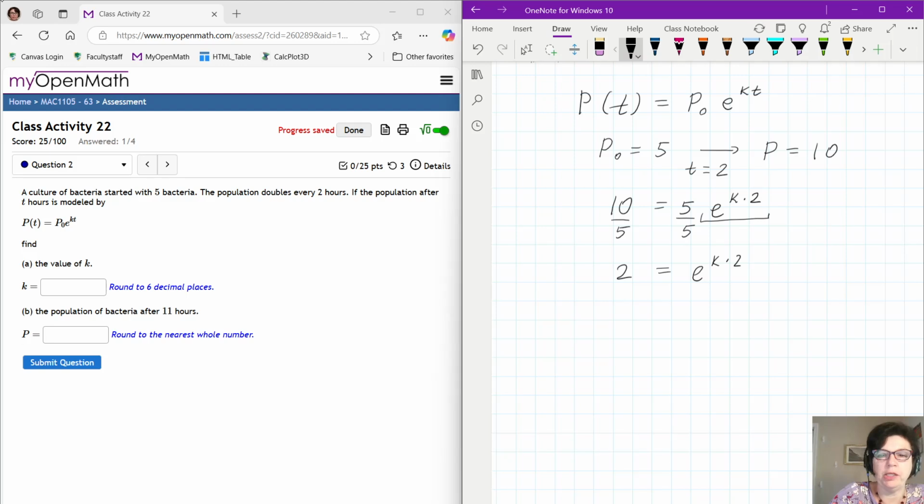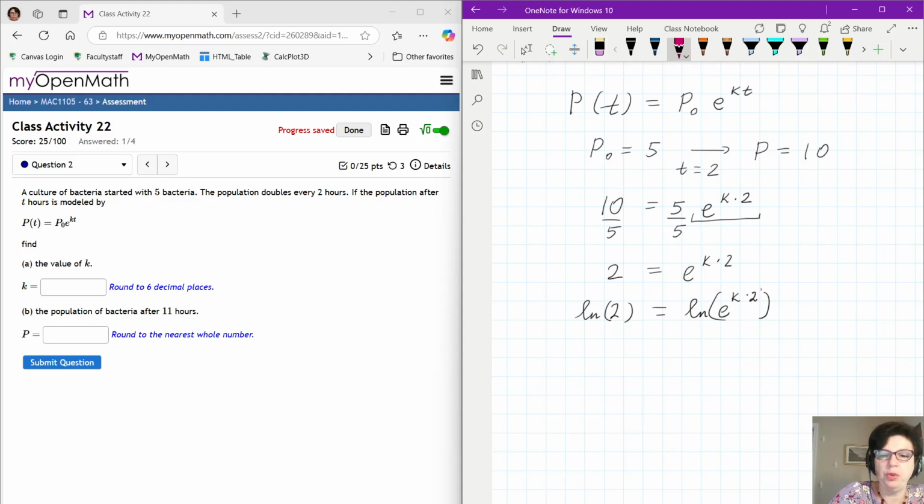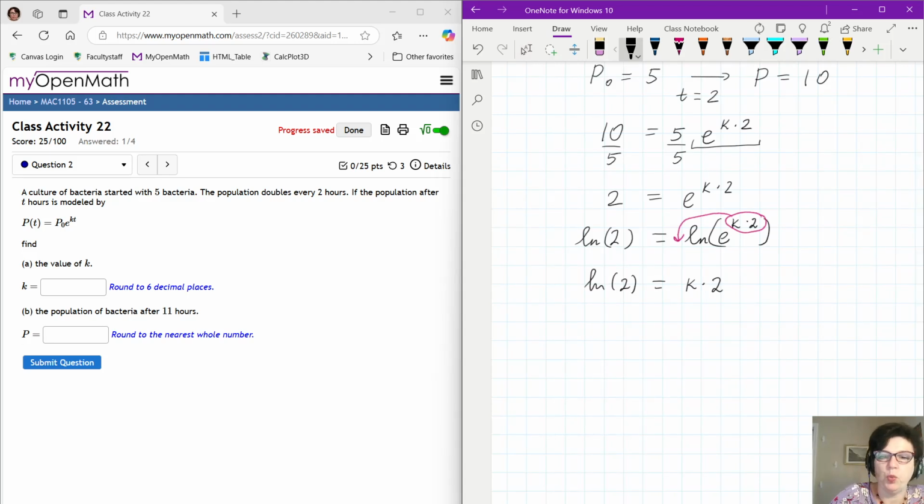Okay, so the next step, once we've isolated the exponent, is to apply ln, natural log, to both sides. So we're going to get natural log of 2, and then natural log of e to the power k times 2. Now, what happens to the power? The unknown is in the power, so it's going to jump to the front, and natural log of e is just 1, so that will disappear. So we get natural log of 2 equals k times 2. The last step is to divide both sides by 2, and that's going to become our growth constant.